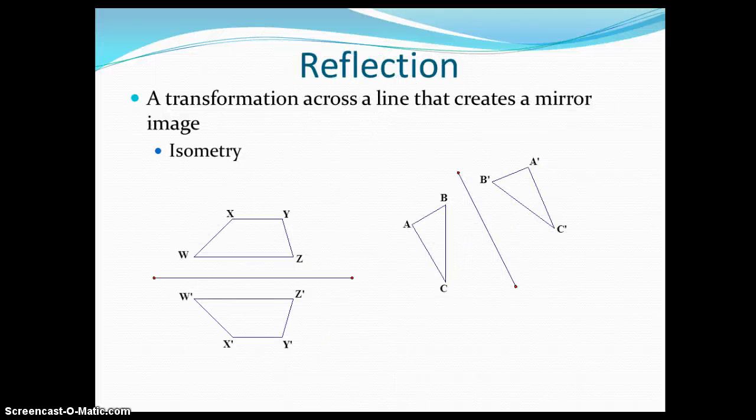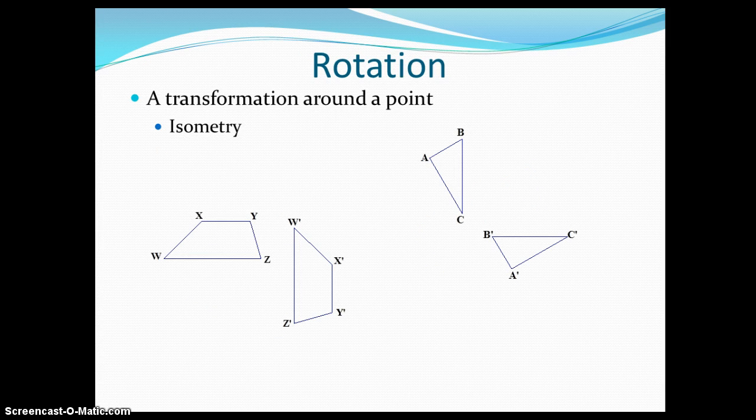A reflection is a transformation across a line that creates a mirror image. Now, a reflection is also an isometry, meaning the image and pre-image are congruent. We often call a reflection a mirror or a flip. A rotation, sometimes referred to as a turn, is a transformation around a point. This one also creates an isometry, where we now have turned the figure in a different direction.